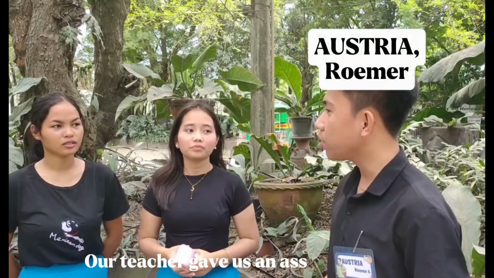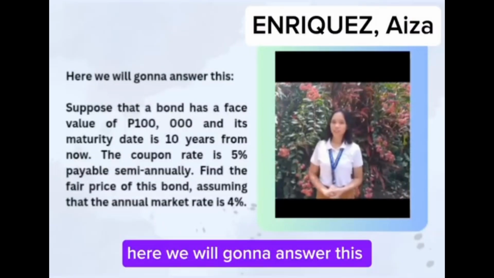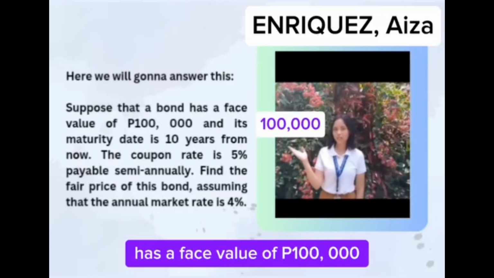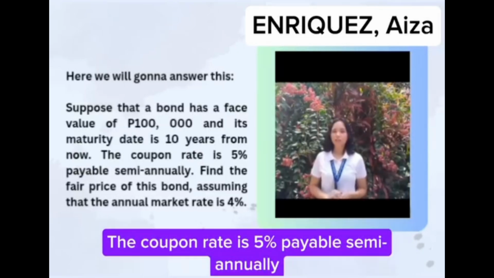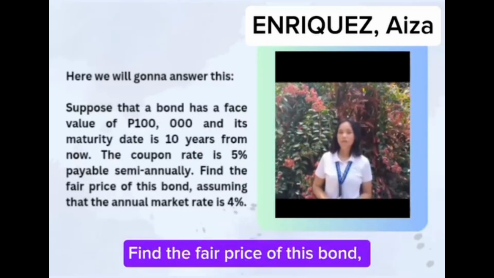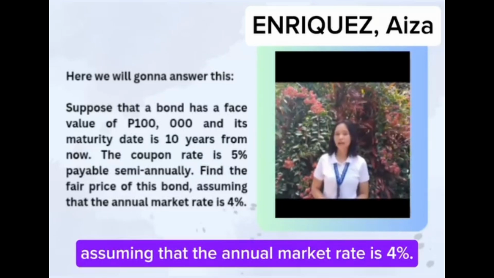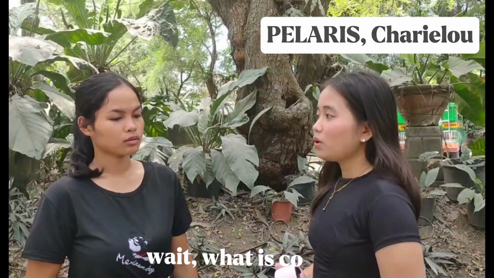Teacher gave us an assignment, right? Here, we are going to answer this. Suppose that a bond has a face value of 100,000 and its maturity date is 10 years from now. The coupon rate is 5% payable semi-annually. Find the fair price of this bond assuming that the annual market rate is 4%. Wait, what is coupon?